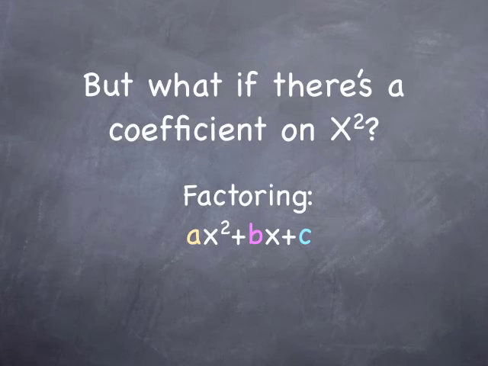In section 9.5, you learned how to factor an expression where the coefficient on the x squared term was 1. Section 9.6 asks the question, what if there's a coefficient other than 1 in front of the x squared? In other words, in this section, we're going to factor expressions that look like ax squared plus bx plus c.